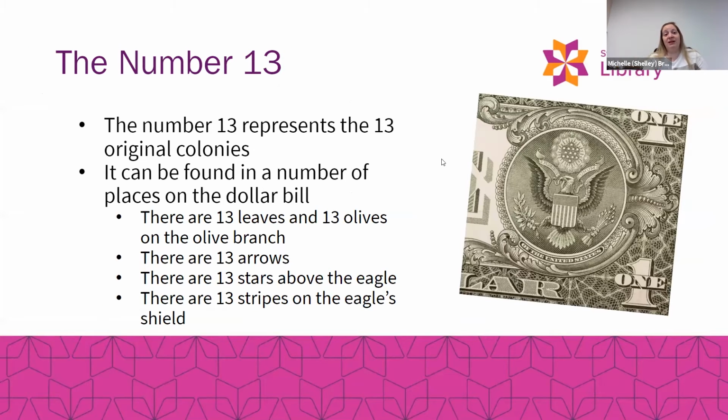And then the number 13 is represented on the bills quite a bit, and that represents the 13 original colonies. And there are lots of different places on the dollar bill you can find this represented. So there are 13 olive leaves and 13 olives on the olive branch. There are 13 arrows. There are 13 stars above the eagle, and there are 13 stripes on the eagle's shield. So those are some of the places where you can see that 13 repeated over and over because of those 13 original colonies or states.